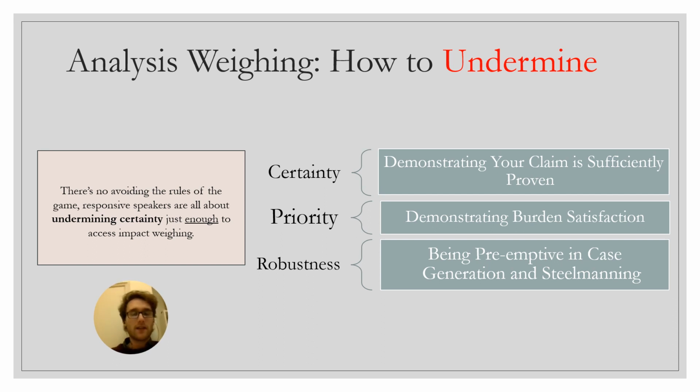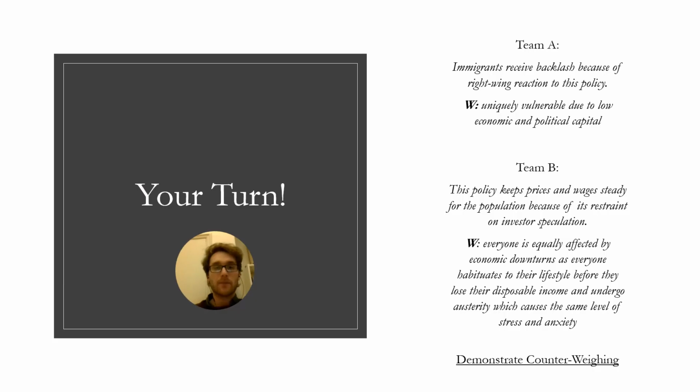That's not going to win the debate. It's not going to change the meta of debating. So there's no way to actually undermine why judges think certainty, priority, or robustness are important. All you have to do is undermine the viability of these weighing strategies against you, which is how you undermine analytical weighing against you, by making sure it isn't legitimate to be used against you in the first place.